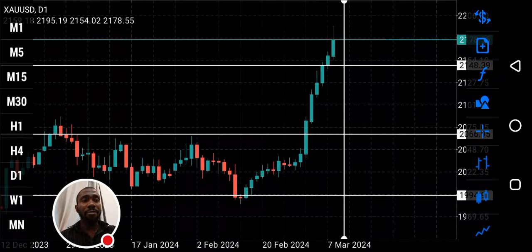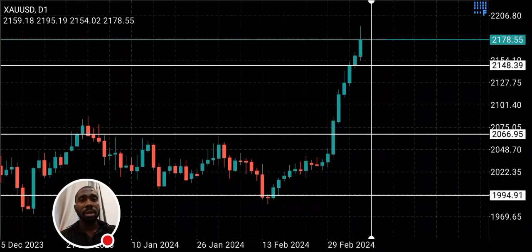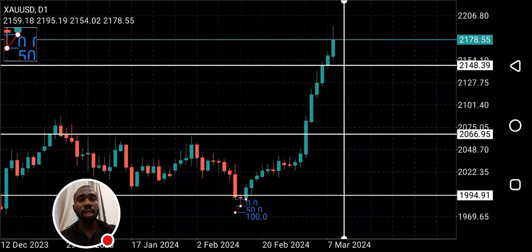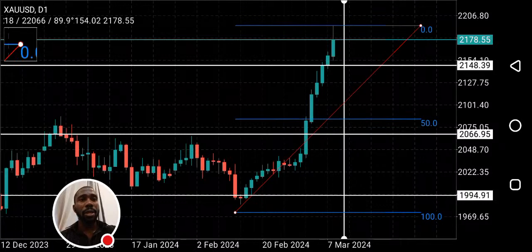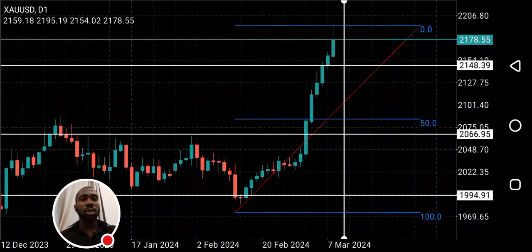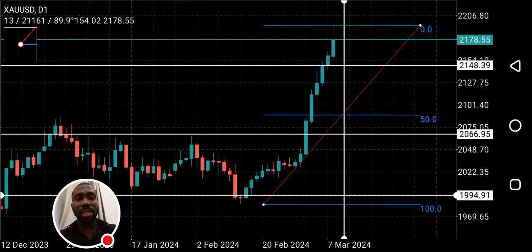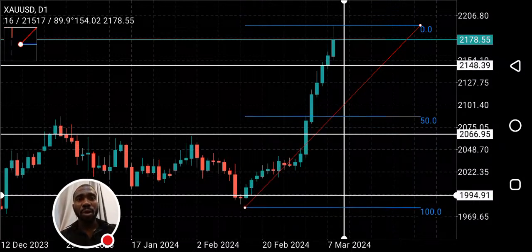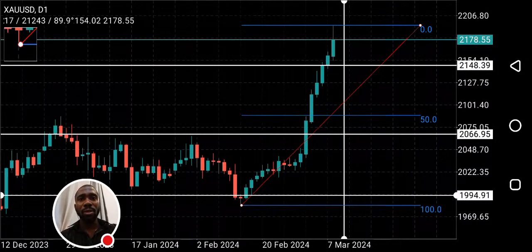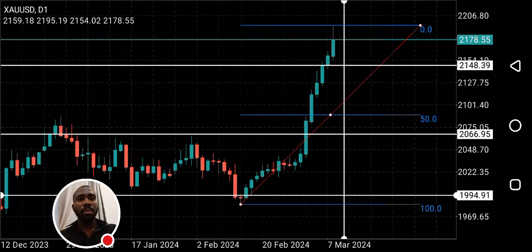So if we apply Fibonacci on the daily time frame, we'll take it from this most recent swing low to the swing high. We want to see price drop to discount. Now, everything I'm sharing with you is probability. It's not guaranteed it's going to pull back here, but it would also not be wise to buy from the current market price.